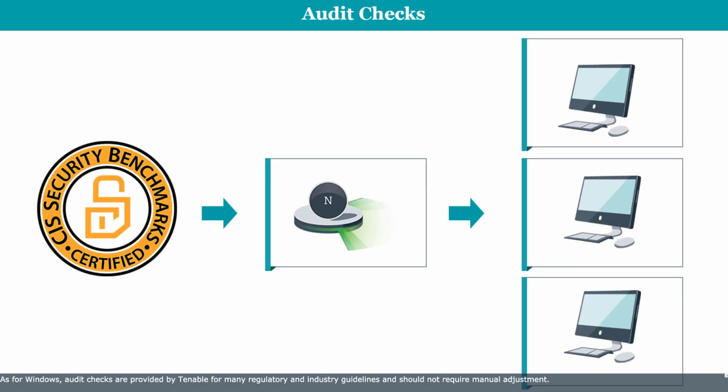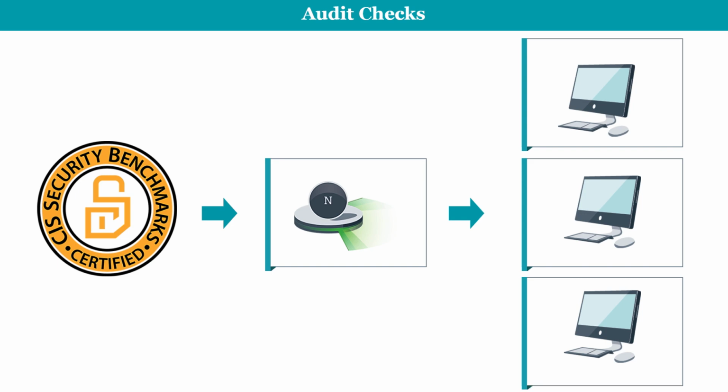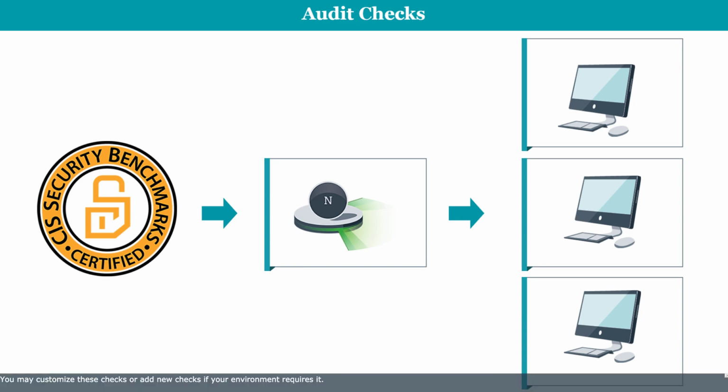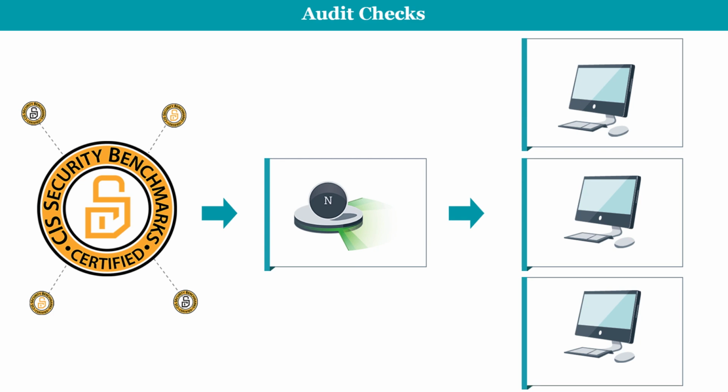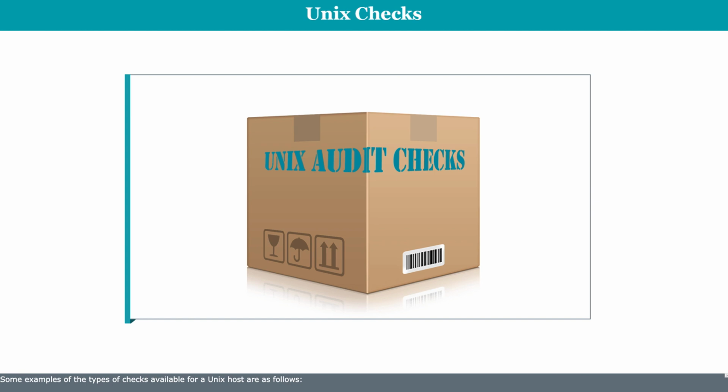As for Windows, audit checks are provided by Tenable for many regulatory and industry guidelines and should not require manual adjustment. You may customize these checks or add new checks if your environment requires it. Some examples of the types of checks available for a Unix host are as follows.